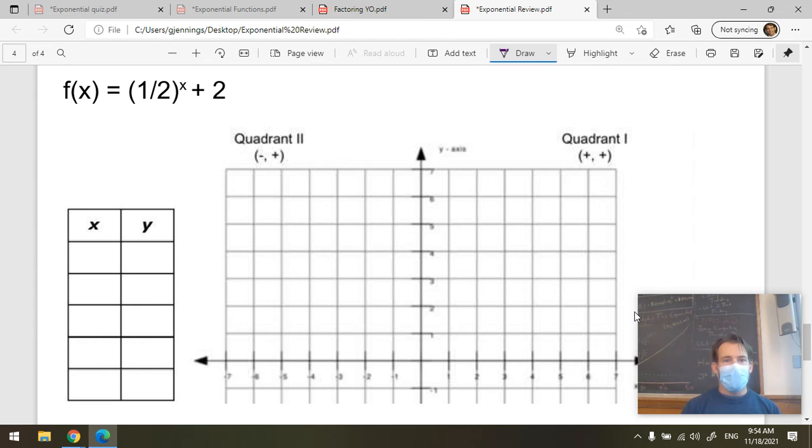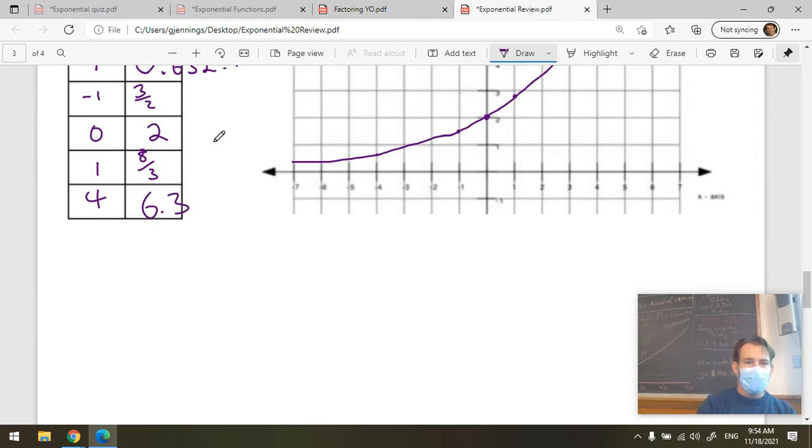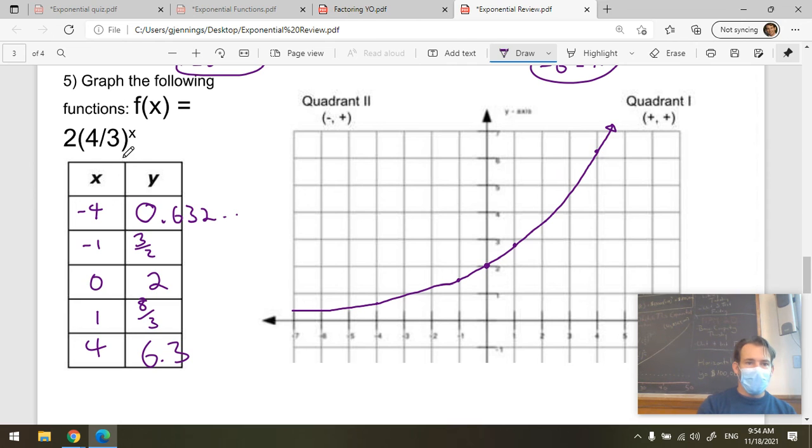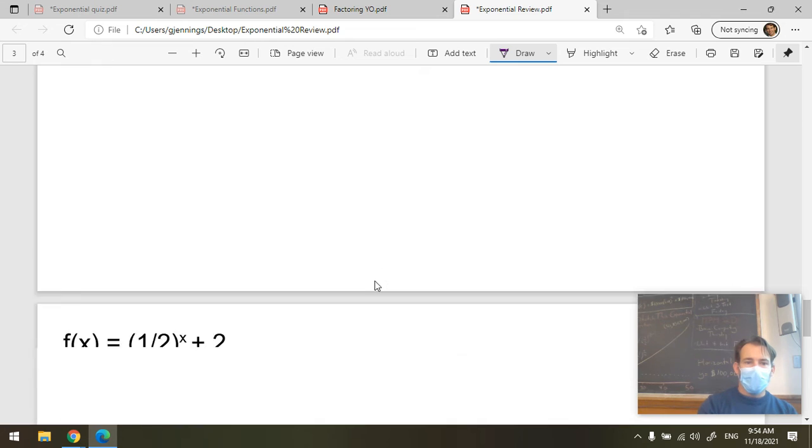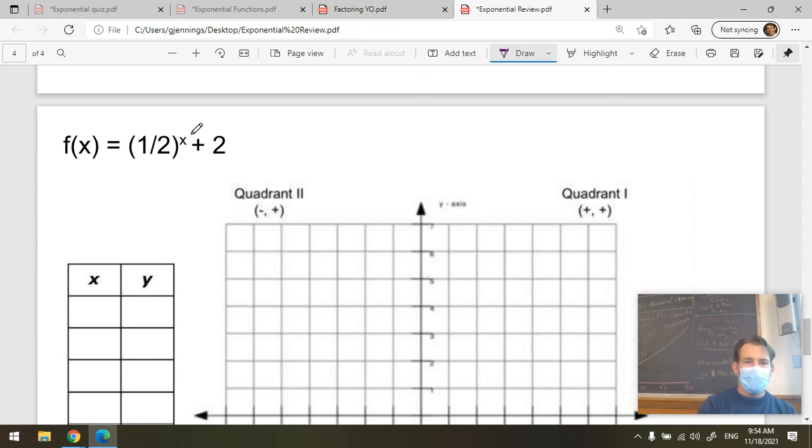f of x equals 1/2 to the x plus 2. So now, instead of having a number slightly bigger than 1 that created exponential growth, here we're going to have a number 1 over 2 to the x. That should create exponential decay. In fact, this could be a half-life type of equation. But it has a c value of plus 2.